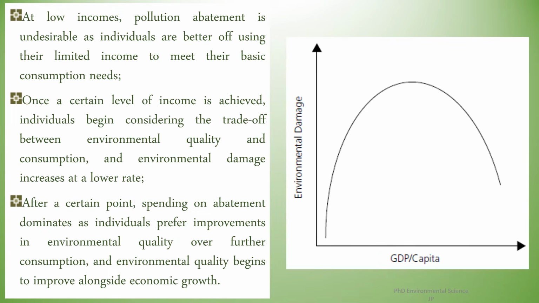The relation between income levels and environmental quality, as described in the EKC, can be explained in three stages reflecting changing priorities and behaviors as income rises. So first is low income stage. At low income levels, individuals and societies prioritize immediate and essential needs such as food, shelter, healthcare, and education. Limited financial resources are directed towards improving living standards and economic survival rather than addressing environmental issues. Pollution control measures, which can be costly, are seen as unaffordable luxuries.